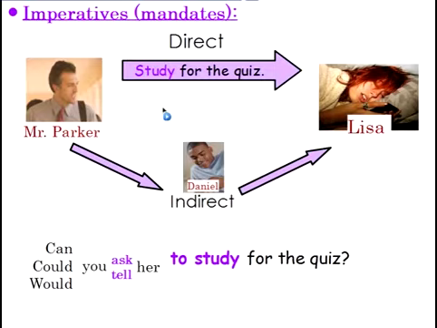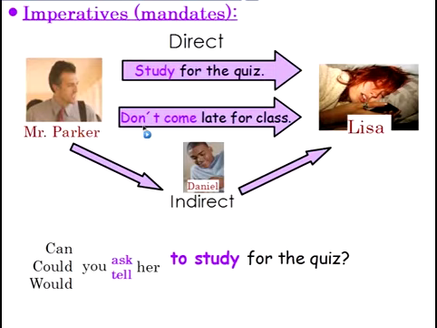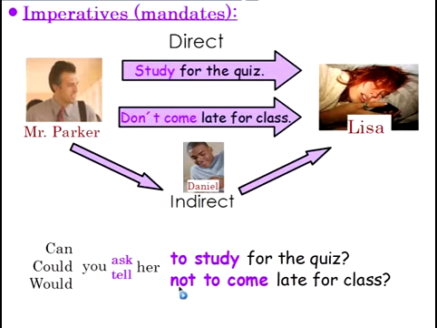Now let's look at another one. If Mr. Parker says, hey, Lisa, don't come late for class. That's an imperative. It's a negative imperative. Now, what is Mr. Parker going to say to Daniel? He wants to pass that message to Daniel and then to Lisa. So he's going to say, well, hey, Daniel, would you tell her not to come late for class? Okay. So notice we're changing this verb a little bit, right? It's not just a verb alone. We have to use to. And if it's negative, we use not to.